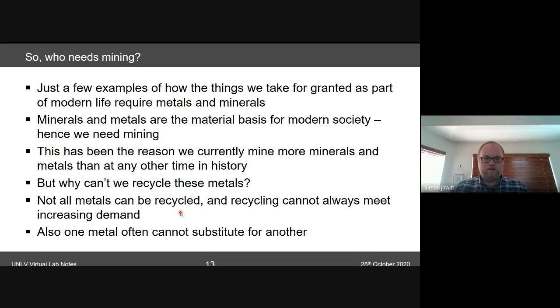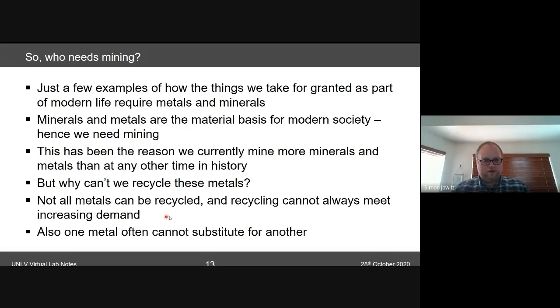Rare earths in your smartphone are very difficult to recycle because they're used in such small amounts. And recycling is all well and good, but it can't always meet increasing demand. If you've got significantly increasing demand for one element that isn't really present in a lot of consumer goods that get recycled, that increased demand cannot be met by recycling alone.